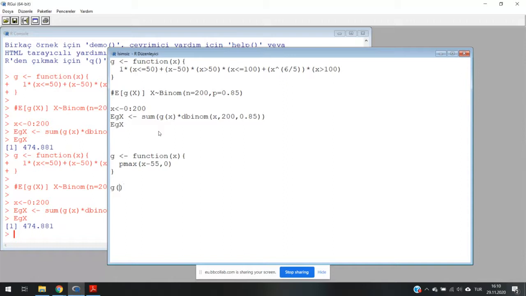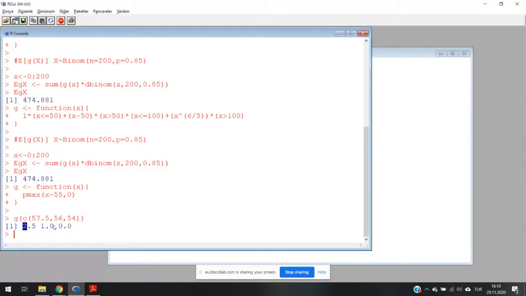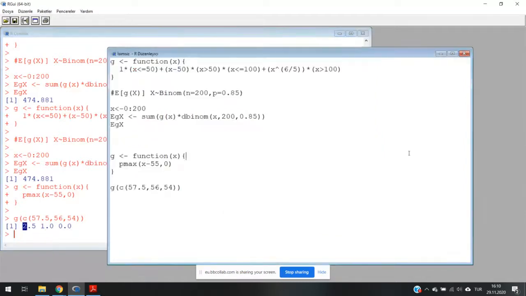In fact, let's try this, for example, 57.5, 56, and 54. What we know is if this function is correctly coded, then the responses will be respectively 2.5, 1, and 0, of course. So that function is coded correctly.